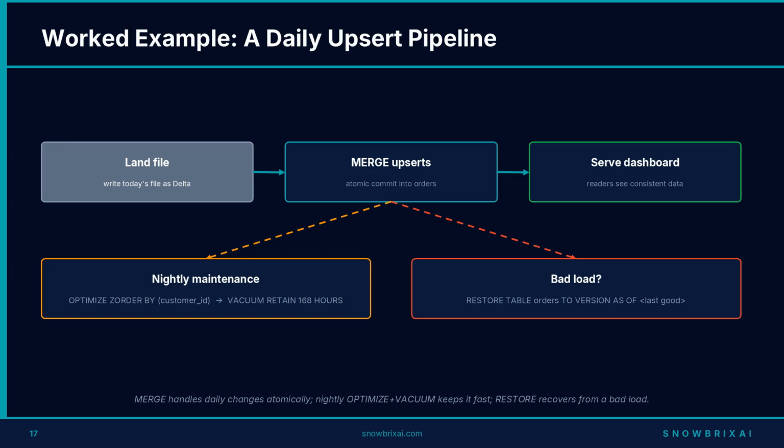Let us tie it all together with a real daily pipeline. Each morning you land the day's file as Delta and merge today's changes into the orders table. One atomic commit, dashboard stays correct. Then nightly maintenance runs: OPTIMIZE ZORDER BY customer_id, followed by VACUUM RETAIN 168 HOURS. Compact, then reclaim, and the safety net. If a bad file ever lands, you RESTORE TABLE orders TO VERSION AS OF the last good version. Load by day, maintain by night, recover in seconds. That is a production Delta pipeline in one breath.